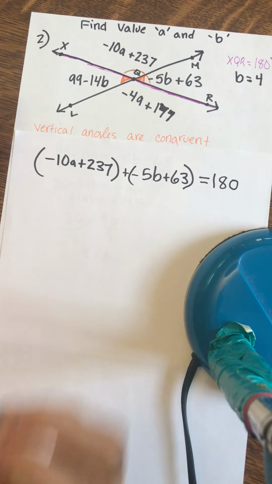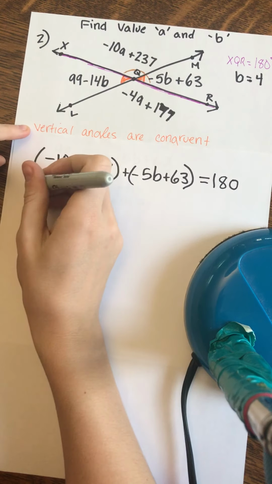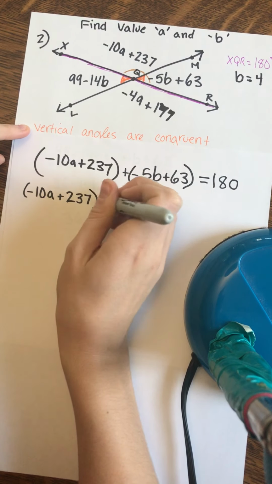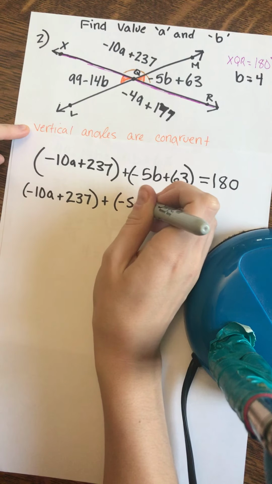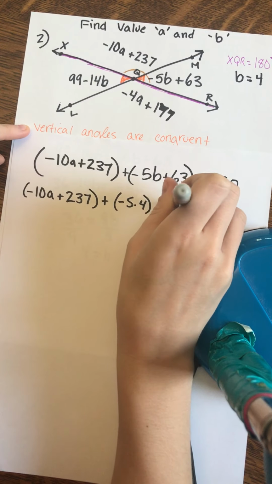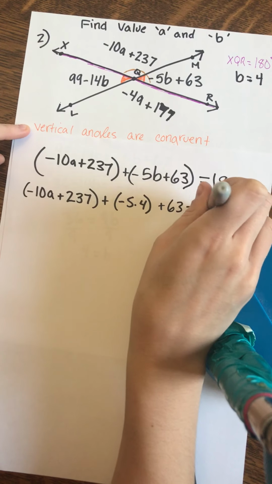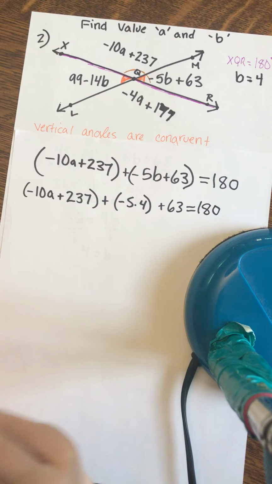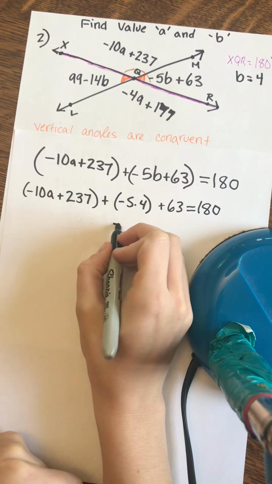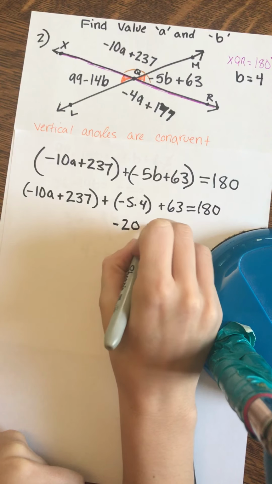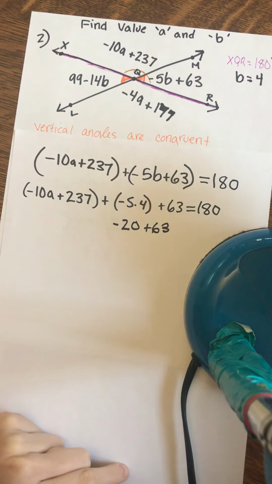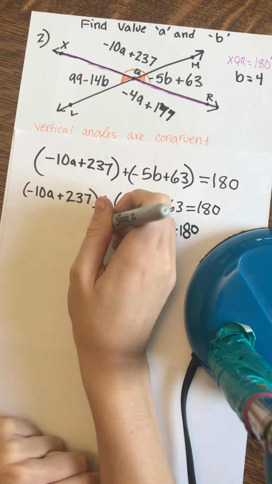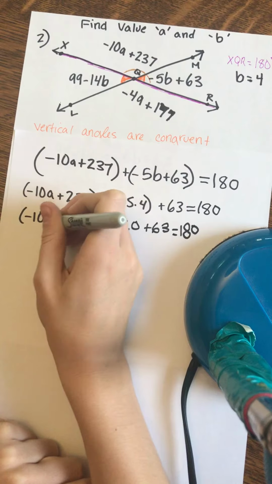Next, I know what b is. We solved for b, so I can plug b into my equation. So it's negative 5 times 4 plus 63 equals 180. Well, let's remember that fantastic video I showed you. Same signs positive, different signs negative. So negative 5 times 4 is negative 20 plus 63 plus negative 10a plus 237 equals 180.